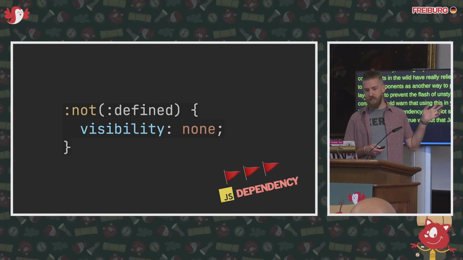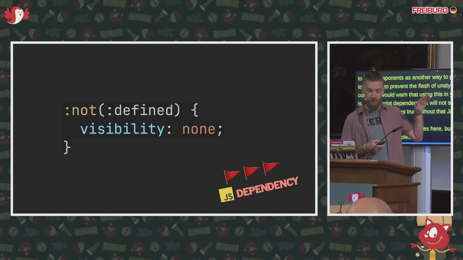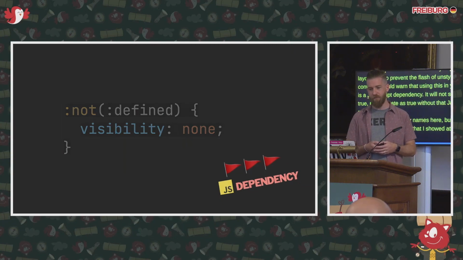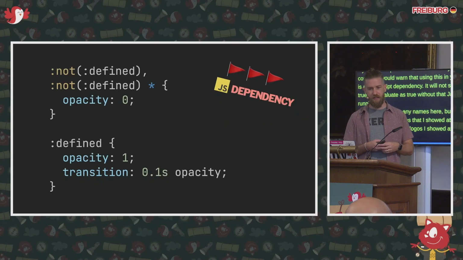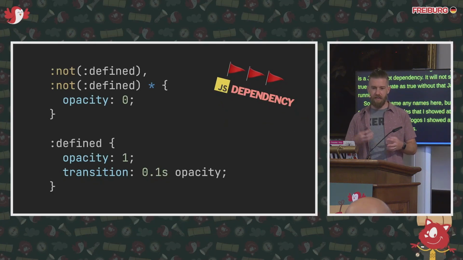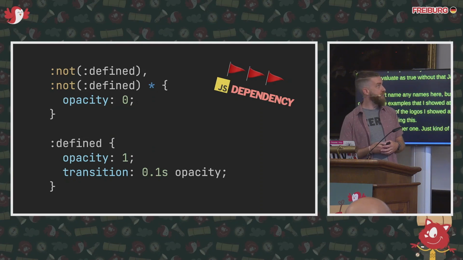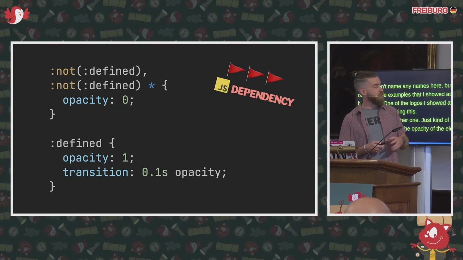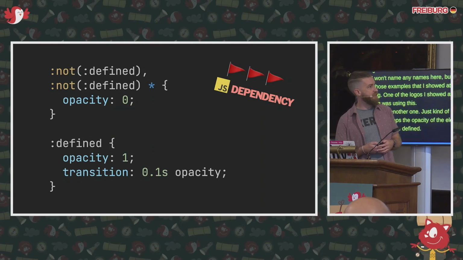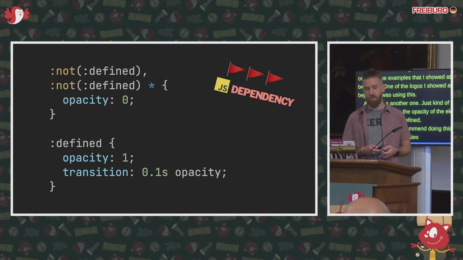So I won't name any names here, but this is one of the examples that I showed at the beginning. One of the logos that I showed at the beginning was using this. And here's another one. Just kind of does the same thing. It swaps the opacity of the elements once they become defined. So I would not recommend doing this because, again, it creates a JavaScript dependency on your content.